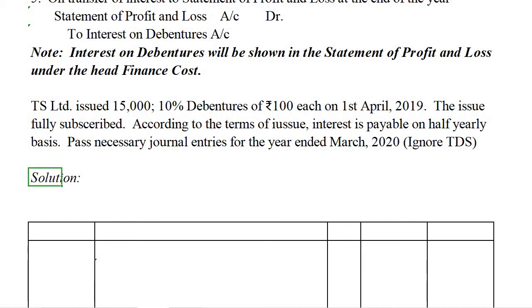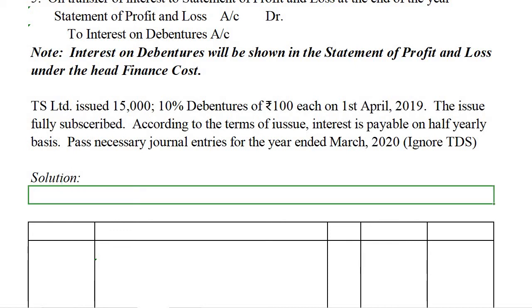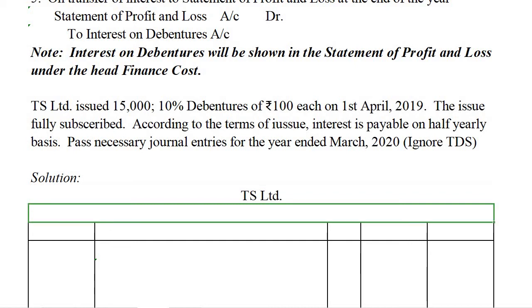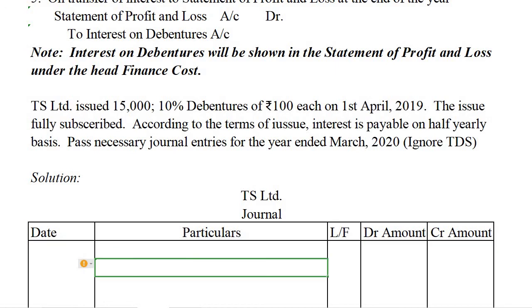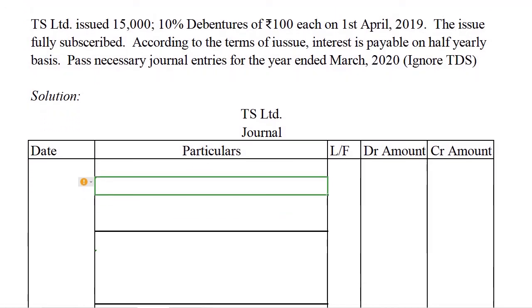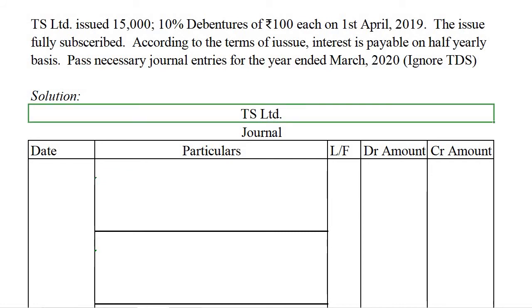In the solution part, we have to write in the books of TS Limited. There is a journal here. We can write the main headings of the journal: date, particulars, LF, debit amount, credit amount. This and all you know. Now here, ignore TDS, that is given here.